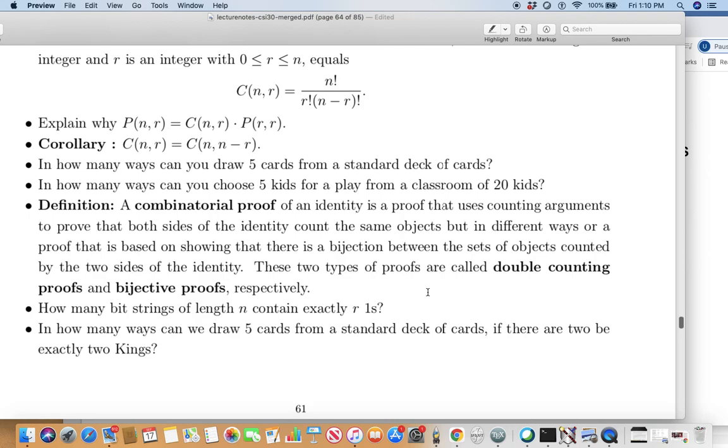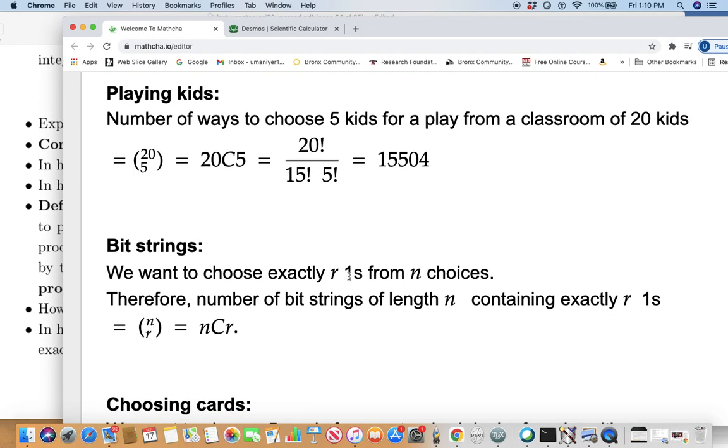Okay. How many bit strings of length n contain exactly r ones? Well, you want r ones from n choices. In other words, you want to choose r from n. That is, n choose r.